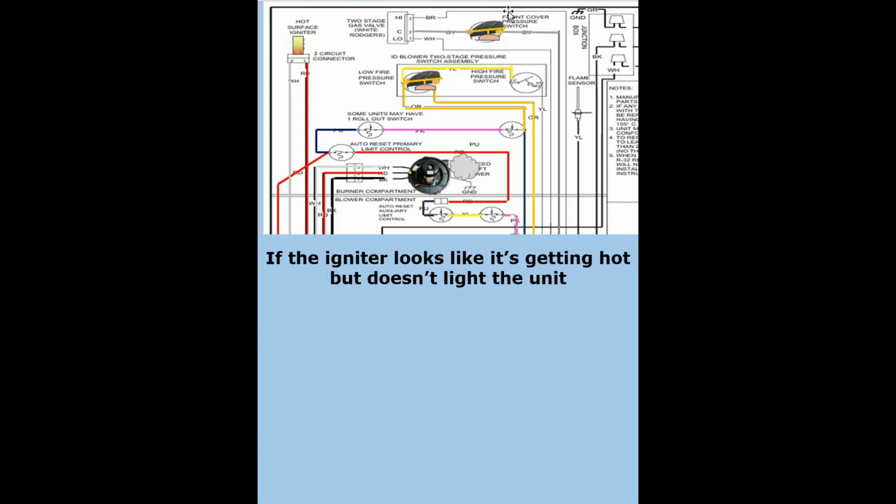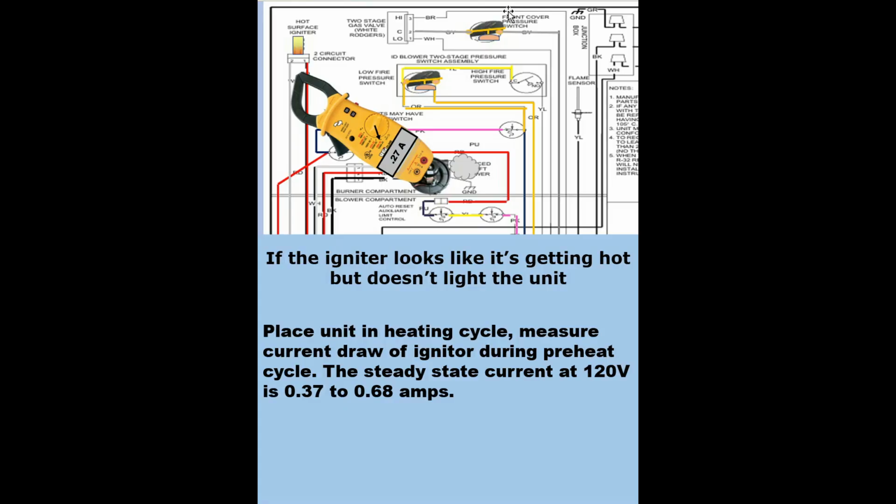If the igniter looks like it's getting hot but doesn't light the unit, place the unit in heating cycle, measure current draw of the igniter during preheat cycle. The steady state current at 120 volts is 0.37 to 0.68 amps. If not, replace the igniter.